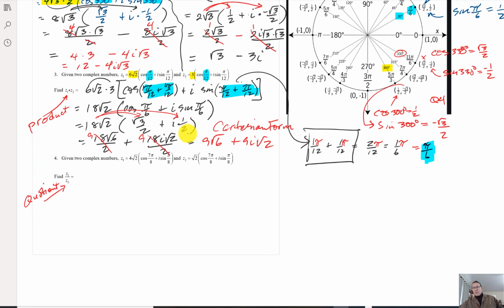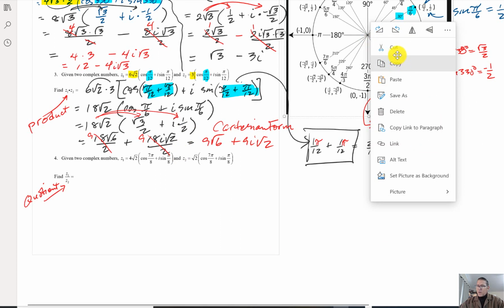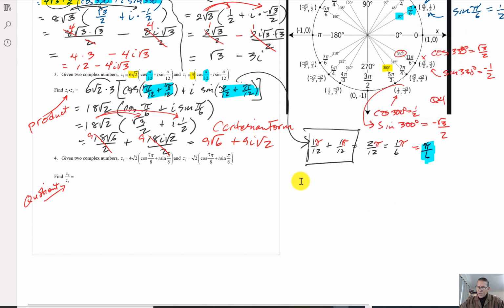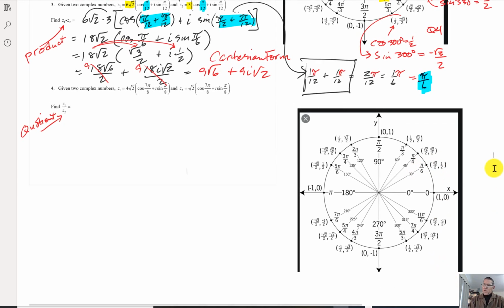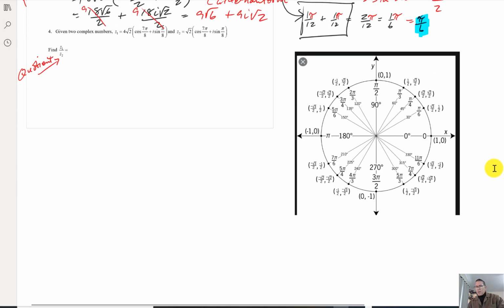So let's do this here. Let me just grab the unit circle here. I need another one here, just to bring it down here. There we go, just so that I can enlarge the screen. All right, so here we go. We got to divide the moduli. So z1 divided by z2. You got to take 4 rad 2.